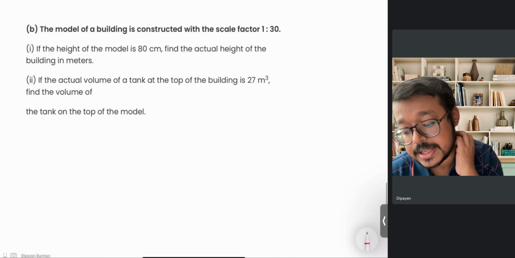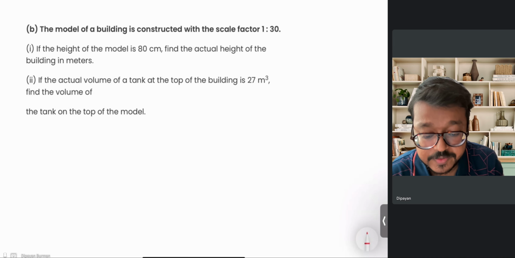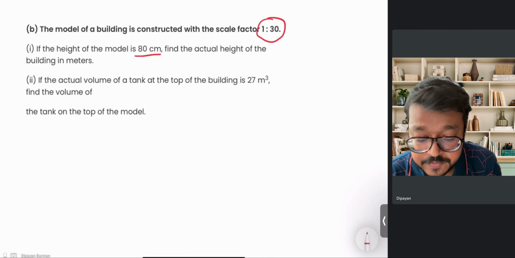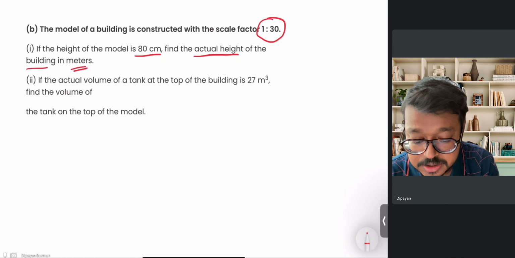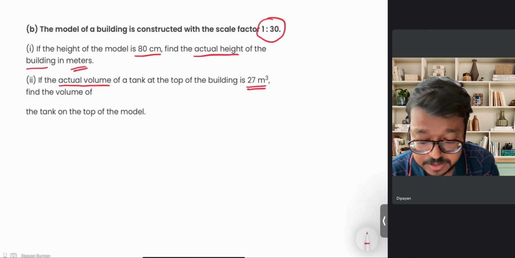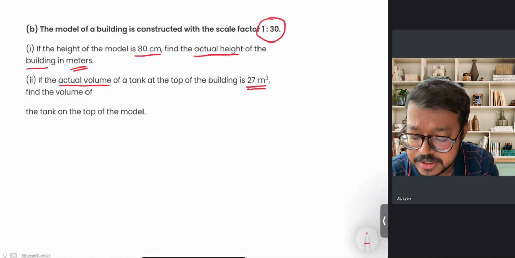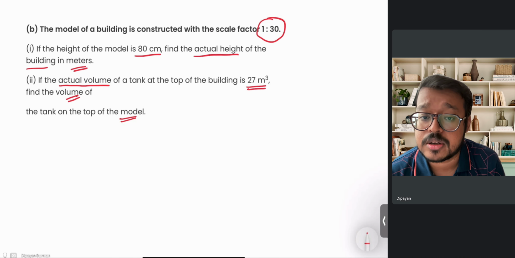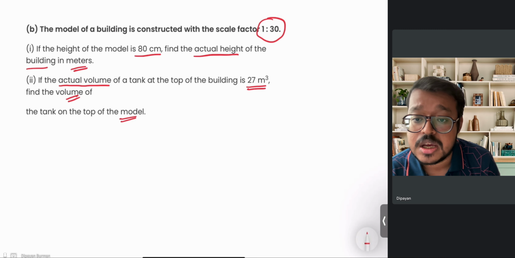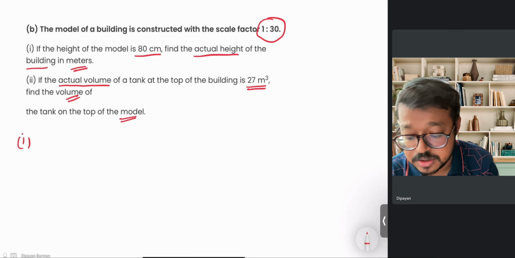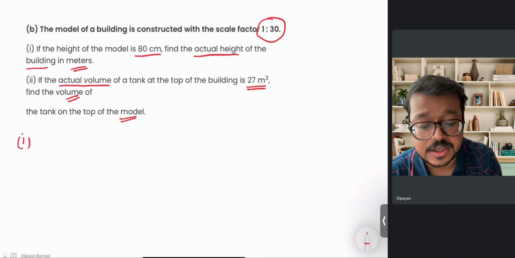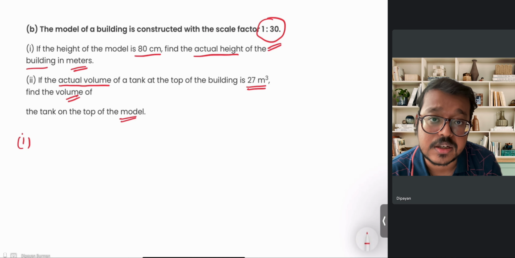Then the last question is that the model of a building is constructed with the scale factor 1:30. If the height of the model is 80 centimeter, find the actual height of the building in meters. And if the actual volume of the tank at the top of the building is 27 meter cube, find the volume of the tank on the top of the model. Alright, so here we are talking about a model with the scale factor 1:30. So the first part was talking about finding the height. Height is just a length. So the ratio of length is given as 1:30. That's the scale factor 1:30.